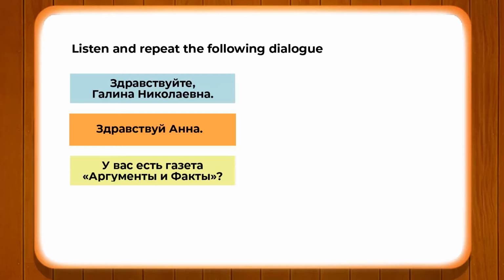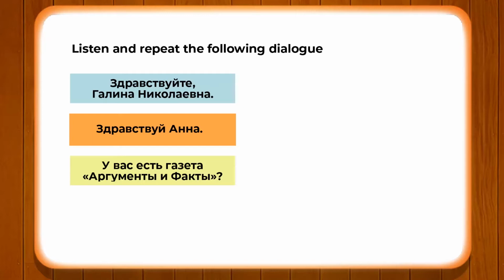Да, есть. Ты хочешь ее читать? So Anna is asking, У вас есть газета? Газета, we already know, means newspaper. The title of the newspaper is Аргументы и факты. And then Galina Nikolaevna answers Anna, Да, есть, yes I have.